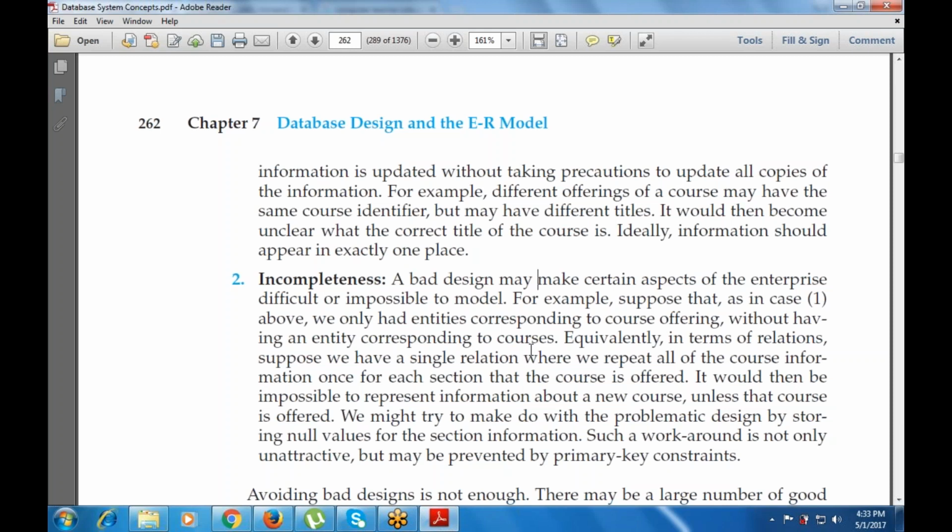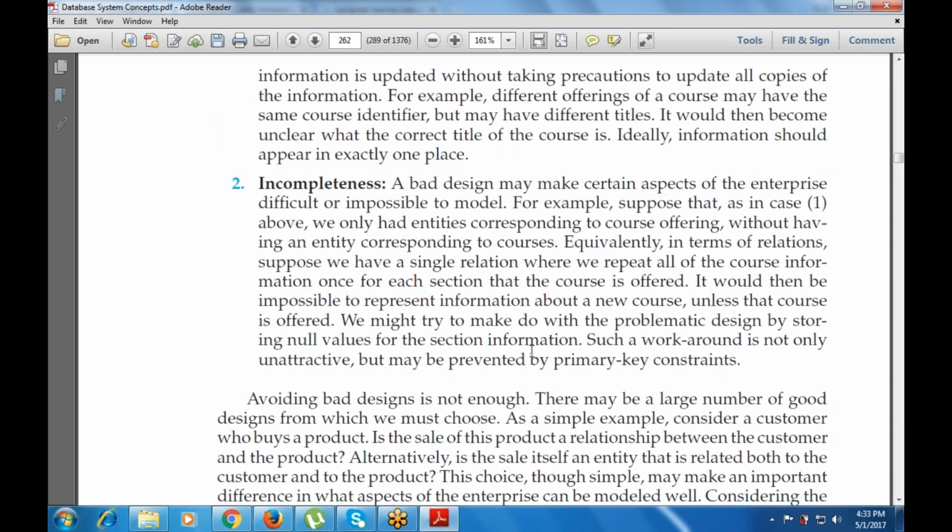You might try to make do with the bad design by storing null values for the section information. Such a workaround is not only ineffective but may also be prevented by the primary key constraints. And avoiding the bad design is also not enough. There may be a large number of good designs from which we have to choose.